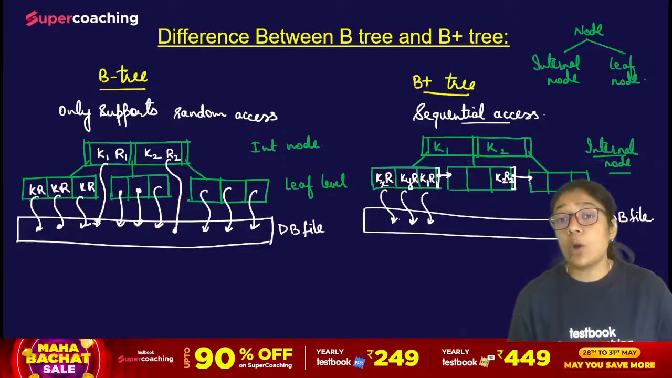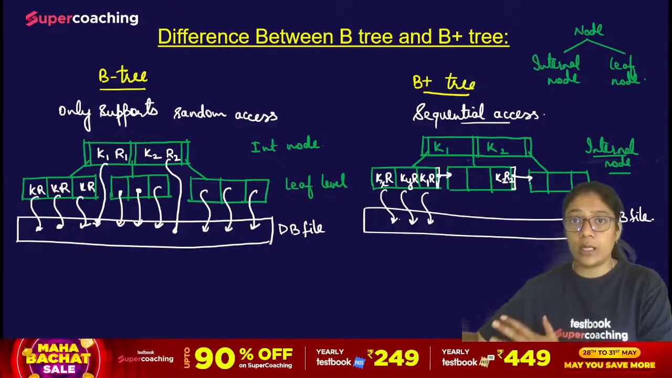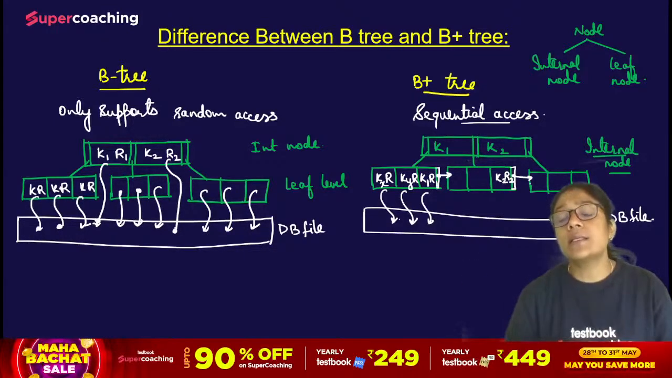Now we have said that all the keys are available at the record level and one block is pointing to the next block, next block. So this way, sequential access is possible in case of B plus tree.